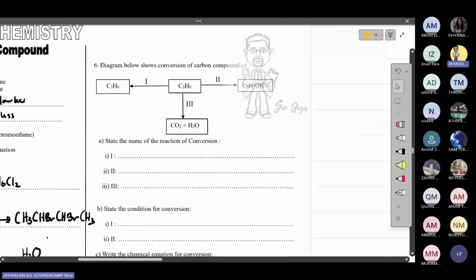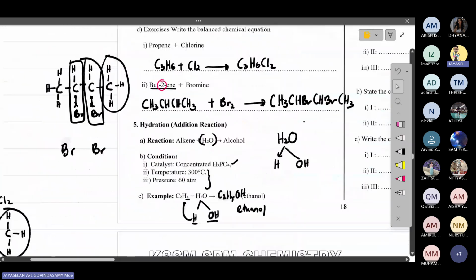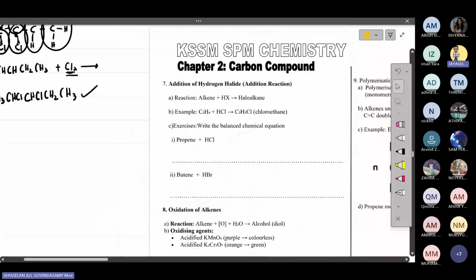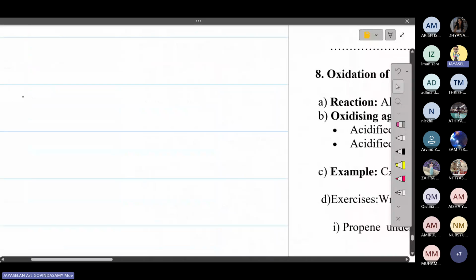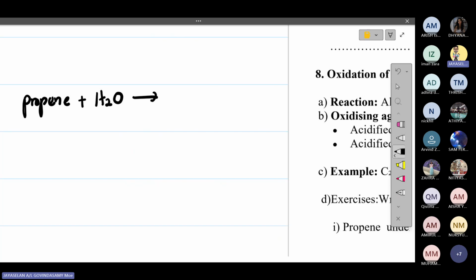Okay, later we will do alcohol finish. Sir, you are going very fast. I don't understand. Can you give one more example? Okay, let's say propene. Propene reacted with steam, arrow, you will get what? And what is the name of the reaction? Once water, remember, hydration.